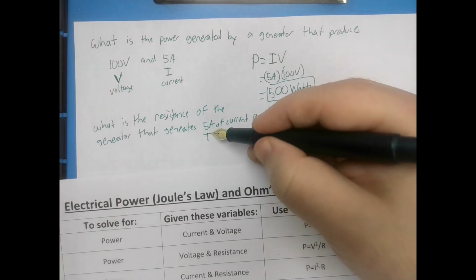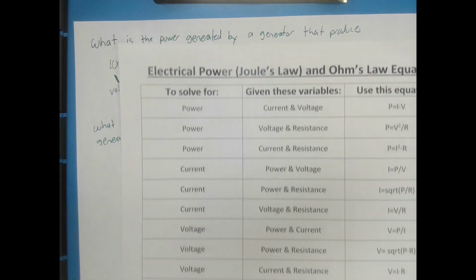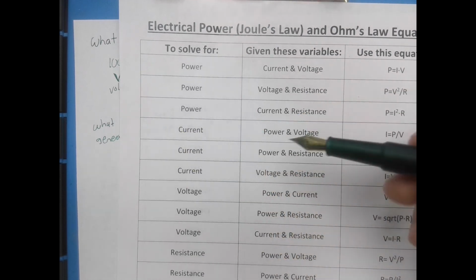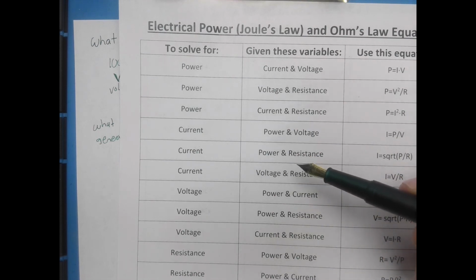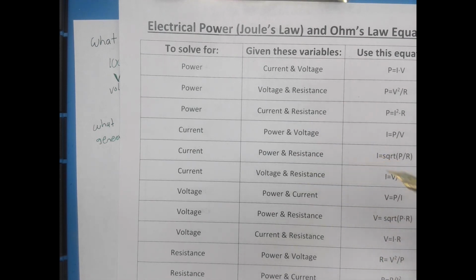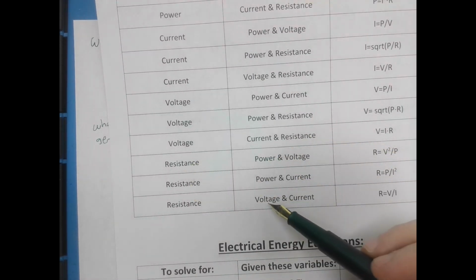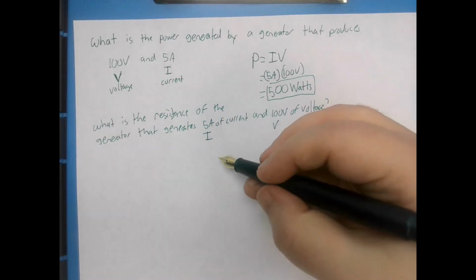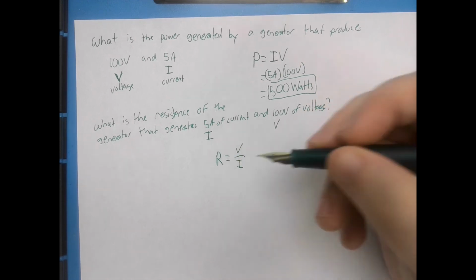So we're given I, and we're given V. So we're given current and voltage. Again, we look at the formula sheet. We're solving for resistance, and we're given voltage and current. So resistance is voltage divided by current. The equation is resistance is equal to voltage over current.